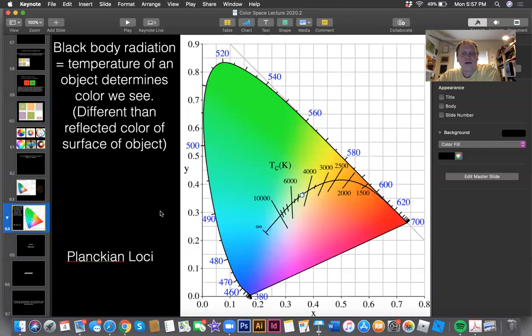Here's an idea called black body radiation. This is when the temperature of an object determines the color that we see. And it's best to think about this in the context of somewhere like space. So this is different than reflected color. This isn't with paint. This is with an object, a theoretically pure object in space that has a specific temperature, thus it will give off light at a specific color. And you can see right here is where our sun sits at about 5,500 degrees Kelvin. And I think it's actually 5,700 degrees Kelvin. Our sun sits right here, and that's why it is the color that it is.